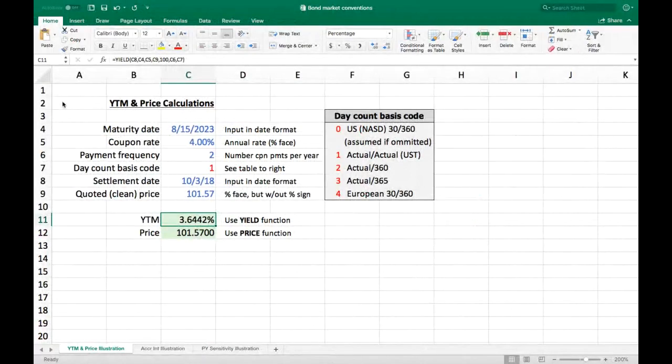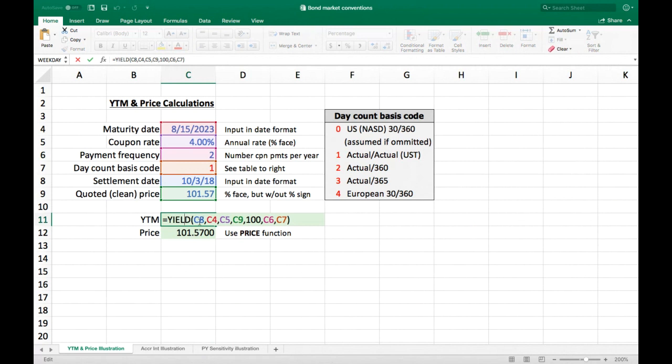Hello, and welcome to this Excel tutorial on using bond market conventions, showing how we can apply this in an Excel spreadsheet. So first we're going to look at how we would do yield to maturity and price. So if we click on this, we will see what the inputs are.